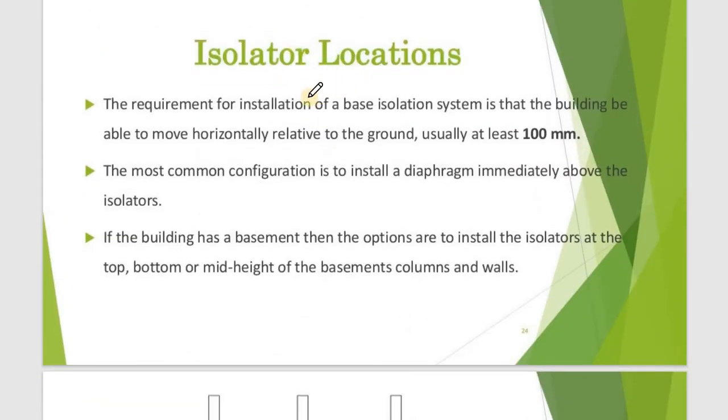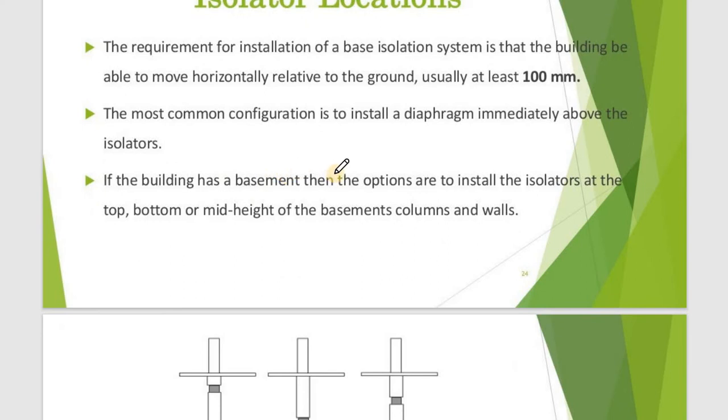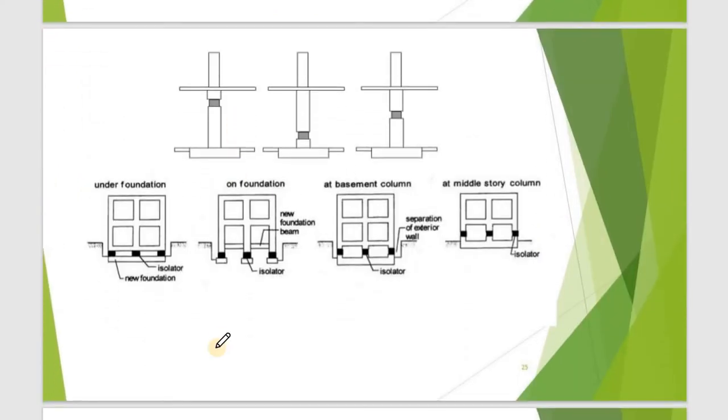Then, which are the locations of isolators? The requirement for installation of base isolation is that the building be able to move horizontally, usually by at least 100 mm. The most common configuration is to install a diaphragm immediately above the isolator. If the building has a basement, then the options are to install isolators at the top, bottom or mid height of the building. That is, these are the locations.